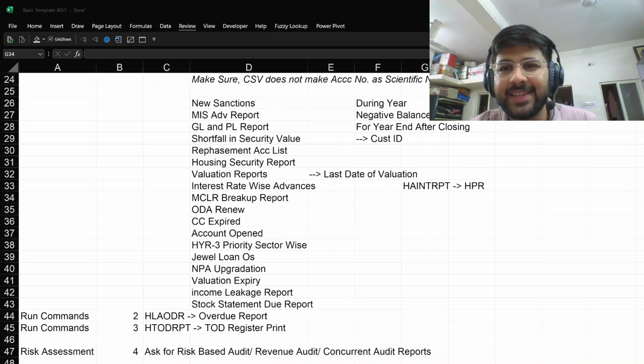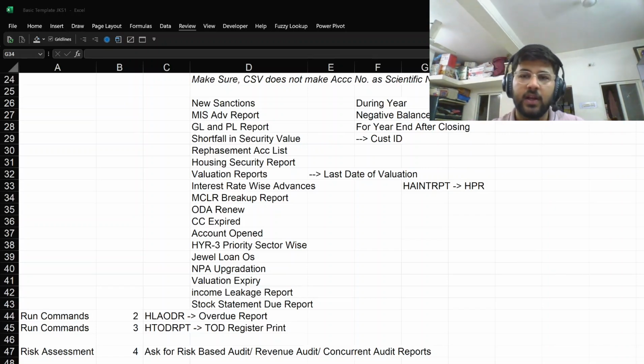One is HLAODR, that is your overdue report for loans. You should do it for each type of scheme. That would help you generate a lot of overdue accounts. This works for loan accounts instead of the cash credit accounts.